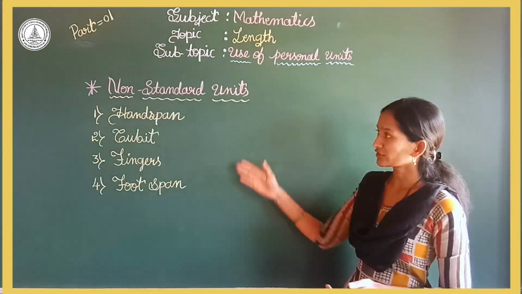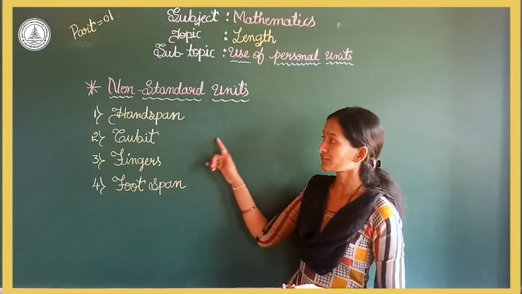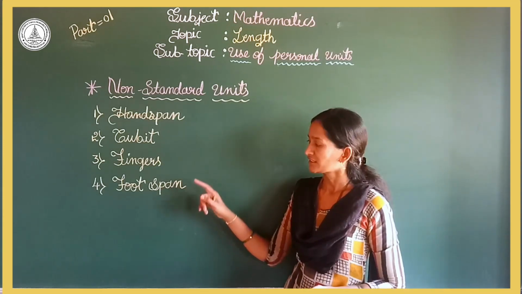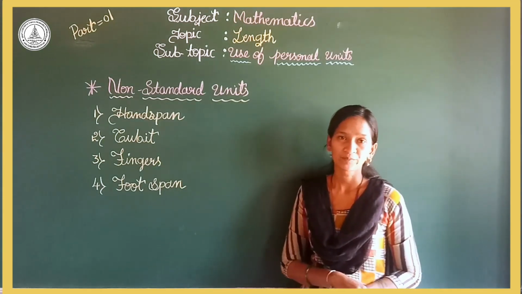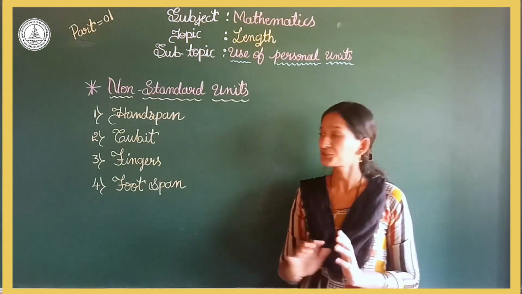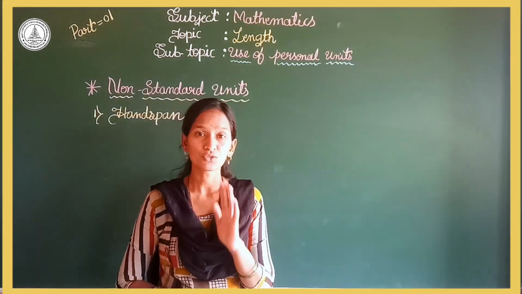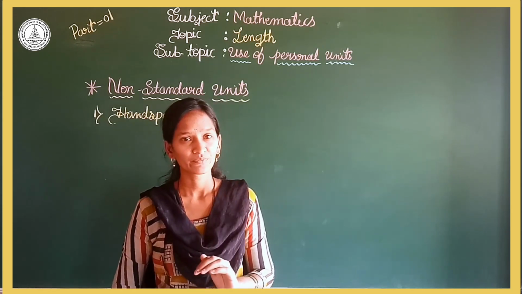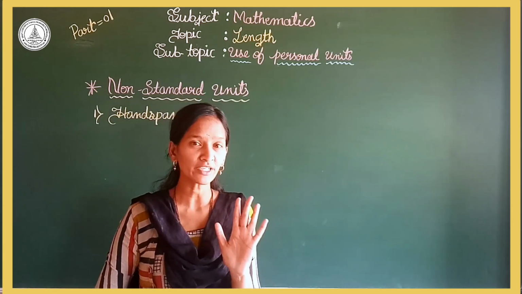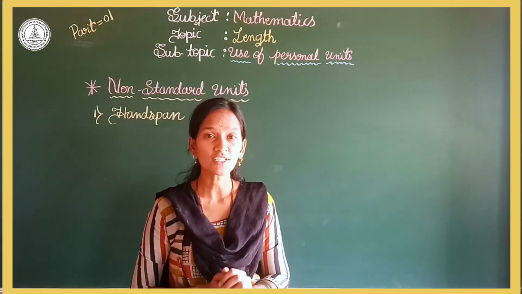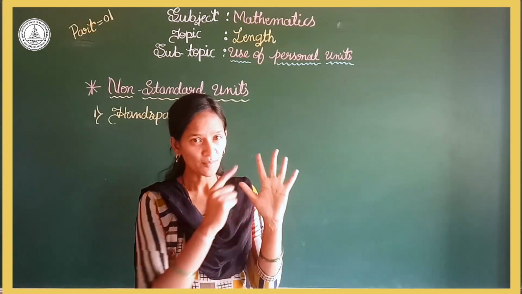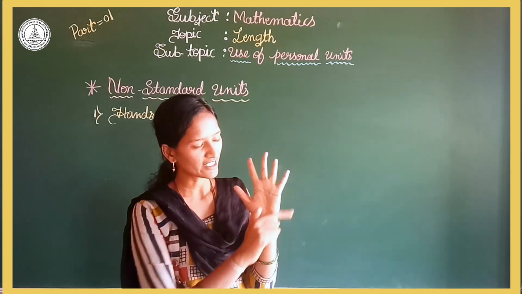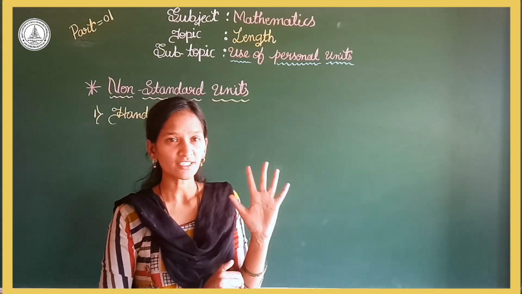Students, these are all the non-standard units. The first one hand span, the second one cubit, third one fingers, and the fourth one foot span. First I will teach you about hand span. So students, first all of you stretch out your palm. See, all of you show to me. Have you stretched? Yes. See here, this is your palm, right?